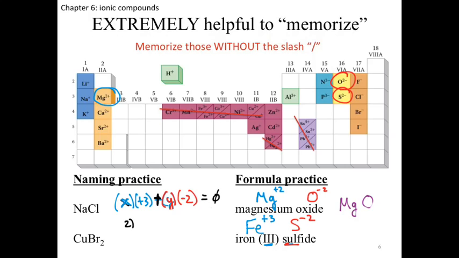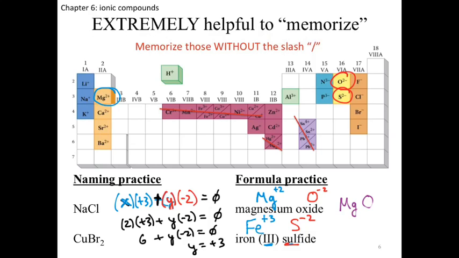So we erase it, we try it again. x is now 2 times our plus 3 plus y times negative 2 equals our overall charge of 0. We get 6 plus y times negative 2 equals 0. We'd end up solving, and we'd say y equals plus 3. Cool, we just figured it out. x is 2 and y is 3. Well, what did x equal? x was the number of iron atoms.